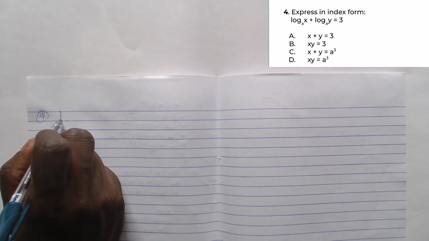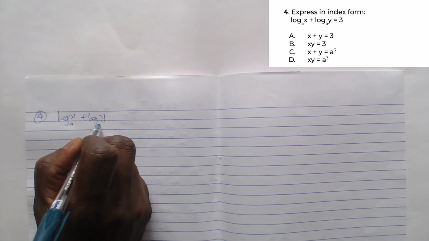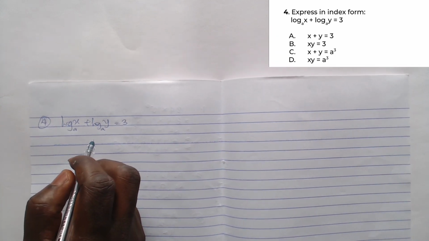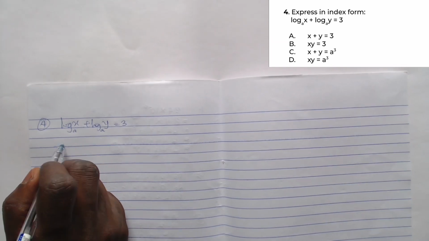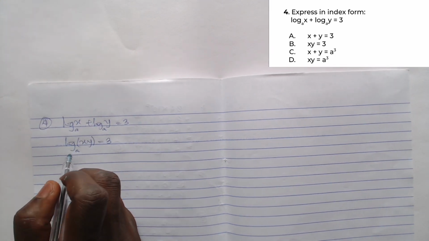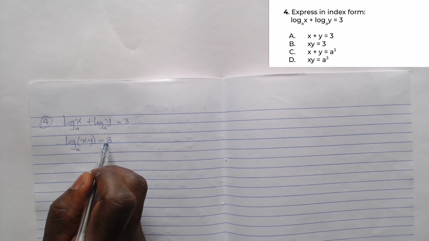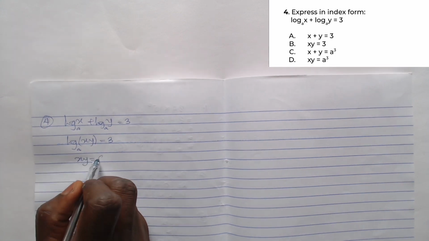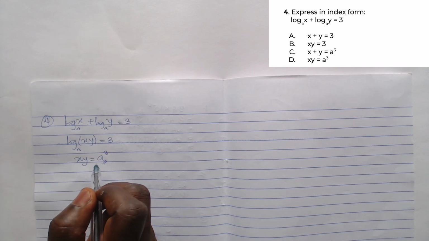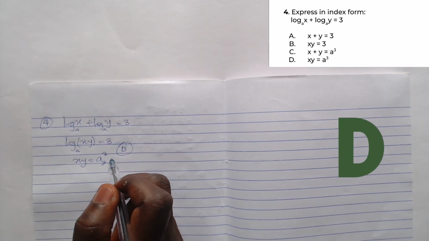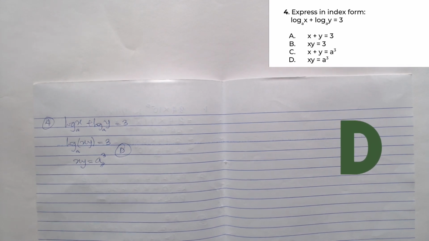Let's move on. Question number 4, you have to express in index form log x base a plus log y base a is equal to 3. Very simple and straightforward. Remember the laws of logarithm. So we are going to have log x times y base a is equal to 3. And remember that if you want to remove the log, the base a will come here, and then this 3 will become the index. So we are going to have xy is equal to a raised to the power of 3. So this is your final answer. So for question number 4, the final answer is D. xy is equal to a raised to power 3. Let's move on to question number 5.